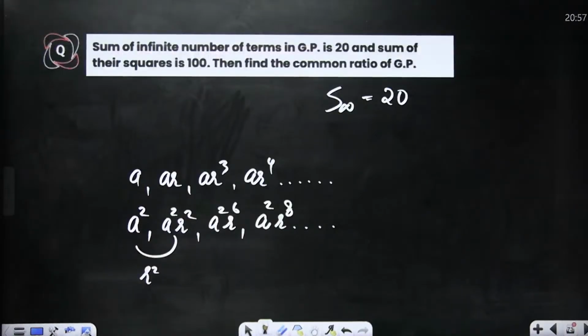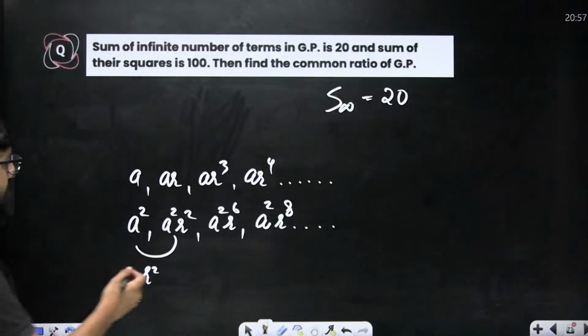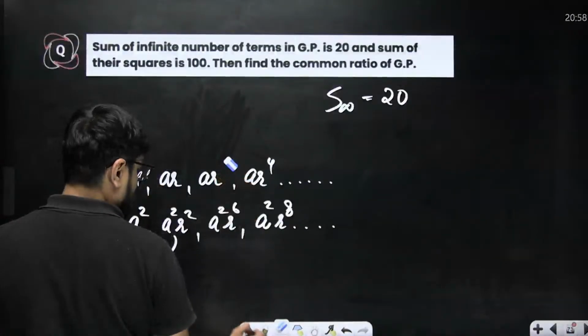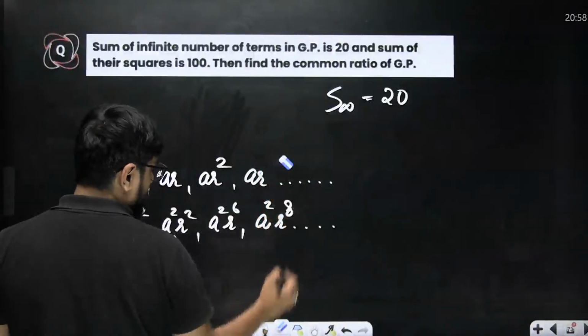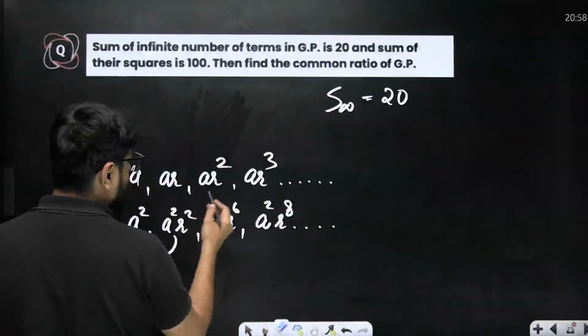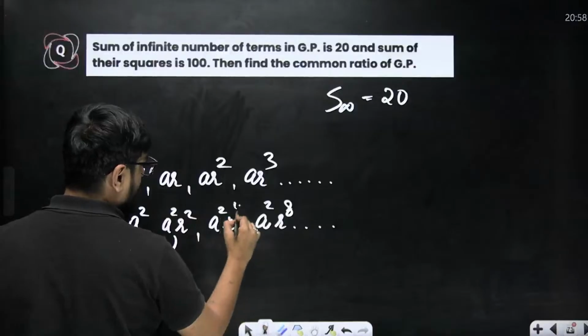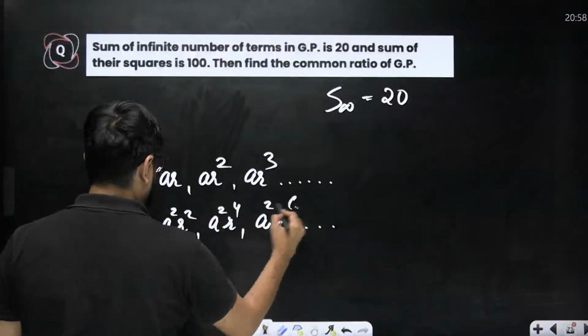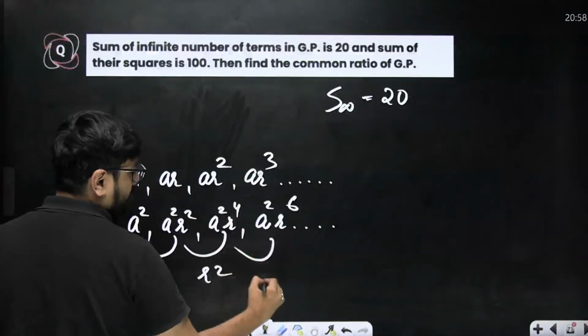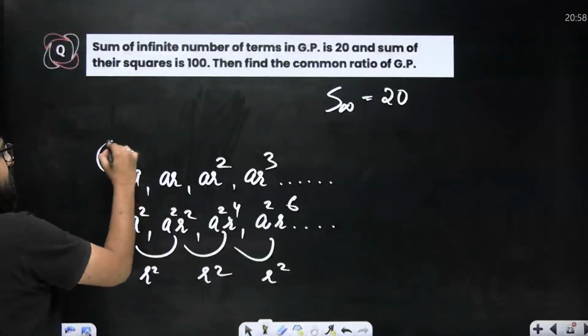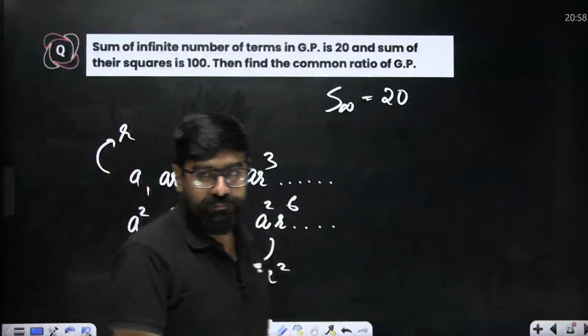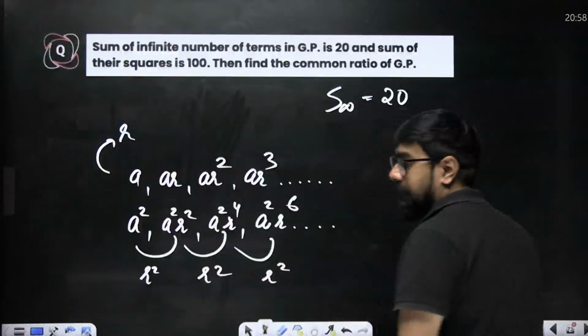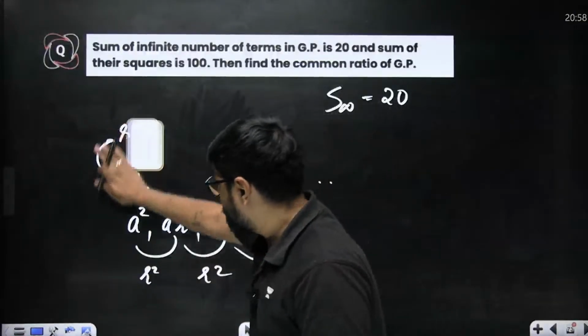Sum of their squares. Come on, tell me. The ratio of this is r. Okay, the ratio will become r square, no? The ratio of this is r square. Any problem? No problem, sir.